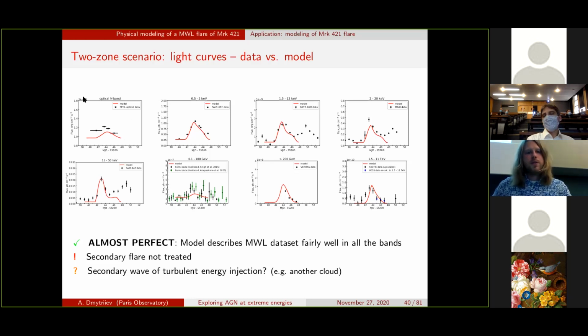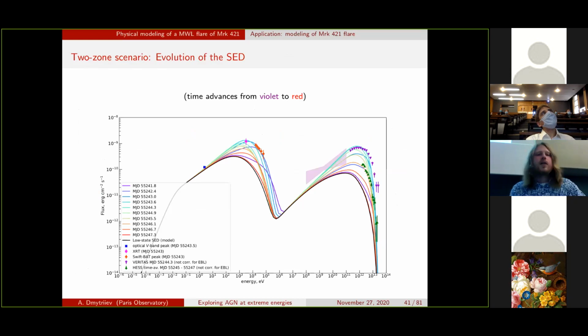Which might be due to different factors: our model may be incomplete and might not treat the external contribution in the optical band, or the data might suffer from inaccurate host galaxy subtraction. Also, we don't treat the secondary flare, which is visible in X-ray, which might arise due to, for instance, another injection of turbulence.